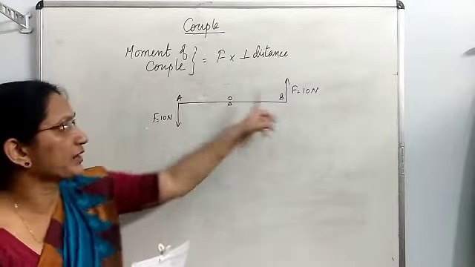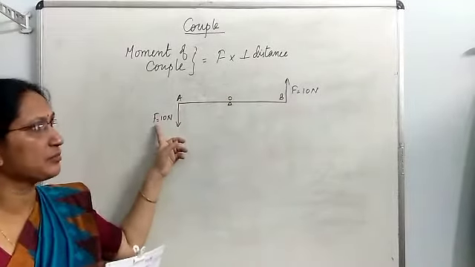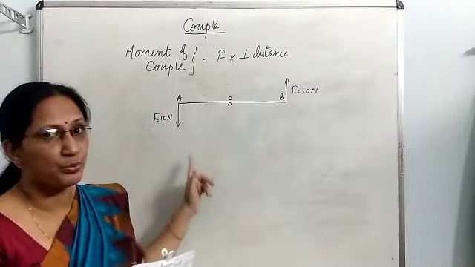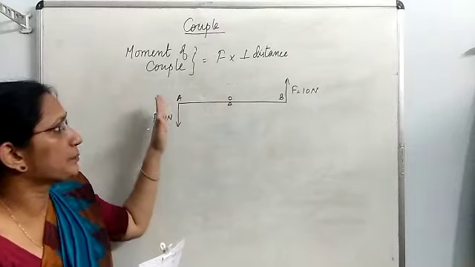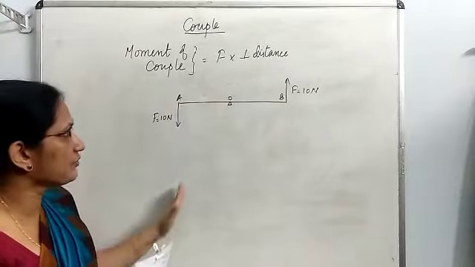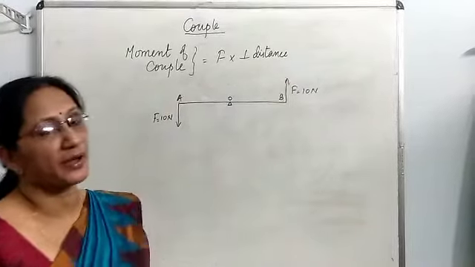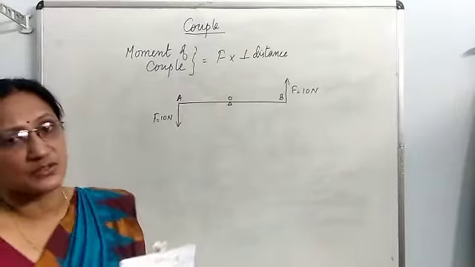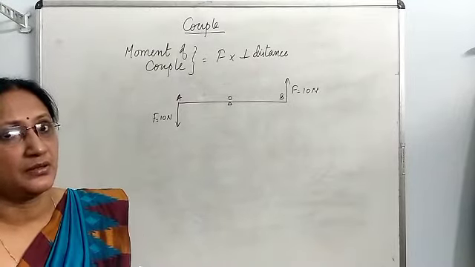They are equal in magnitude, the value is the same. They are acting in opposite directions and they are parallel forces. If you draw the line of action of these two forces, they are parallel. Such a pair of forces is called a couple.